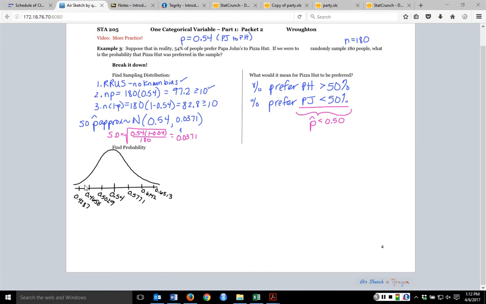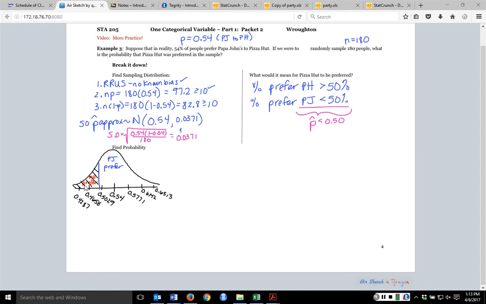And 50% is our key number. If it's 50-50, nothing is really preferred. If it's more than 50%, Papa John's is going to be preferred, versus if it's less than 50%, Pizza Hut is going to be preferred. What am I trying to find? I'm trying to find Pizza Hut being preferred, so it's going to be that tail. On this one, it's just about coming up with a picture. Usually once you know the picture, we're good.